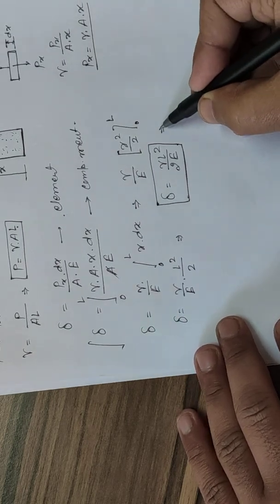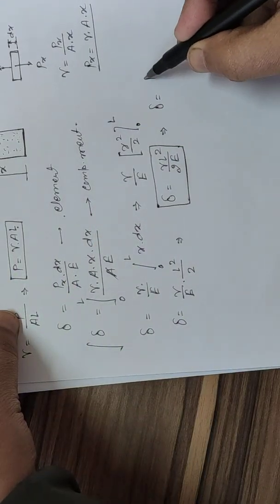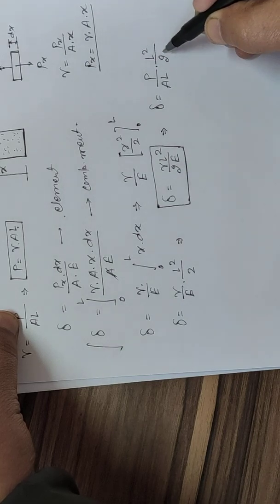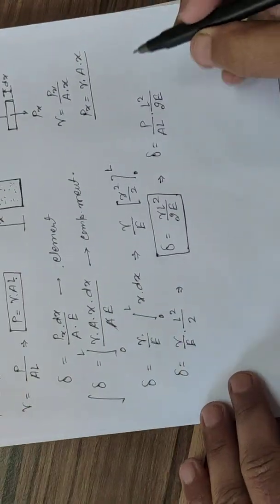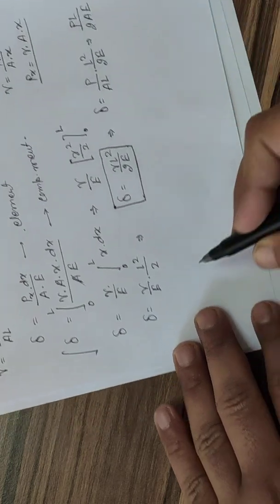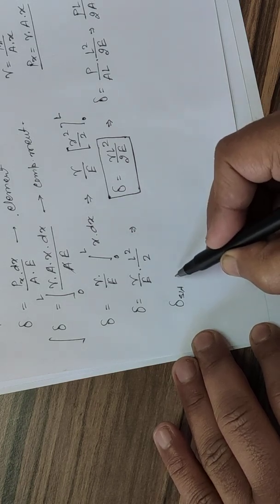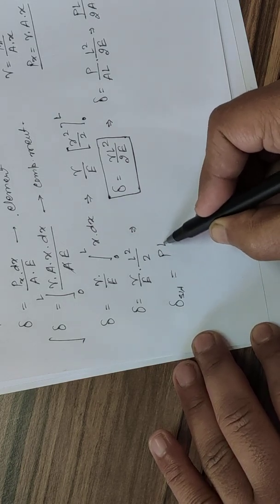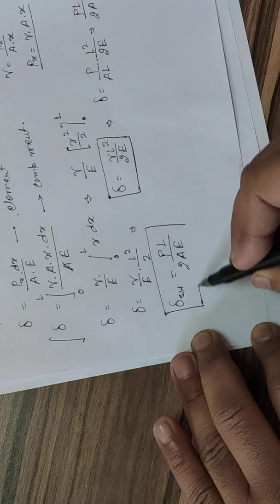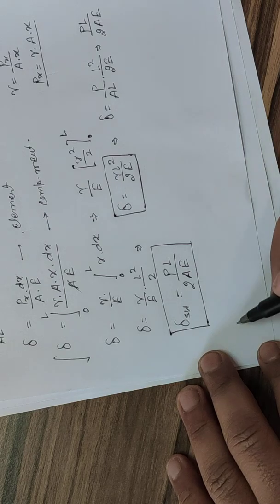More simplified, we can write the value of gamma. Gamma was nothing but P divided by AL. Now gamma L square divided by 2E is coming out to be PL divided by 2AE. So del due to self weight is coming out to be PL divided by 2AE.